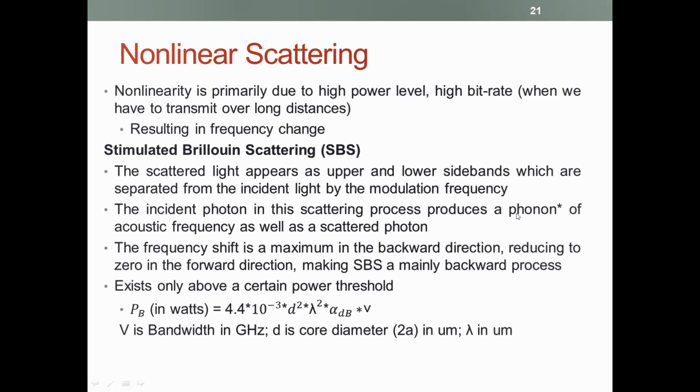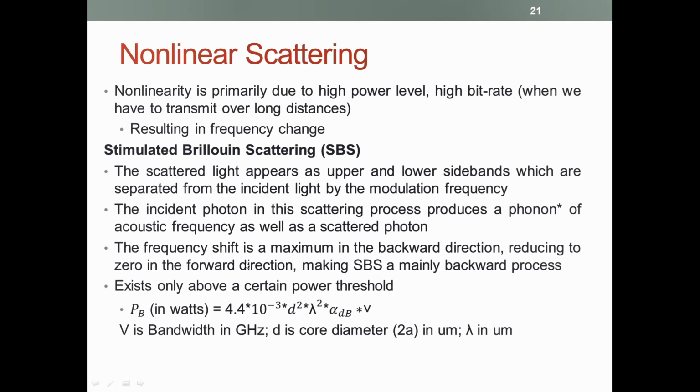Phonons are quanta of energy of acoustic waves as well as scattered waves. There are two types of phonons, acoustic phonons and scattered phonons, based on the frequency difference. So the incident photon in the scattering process produces a phonon of acoustic frequency as well as scattered frequency, but that is not going to be the case in Raman scattering. Here, in Brillouin scattering, both frequencies are created, that is, acoustic frequency as well as scattered frequency.